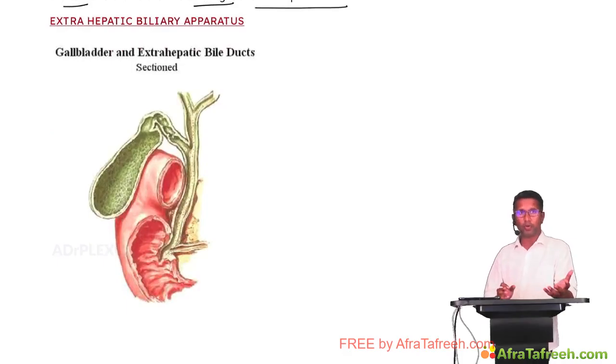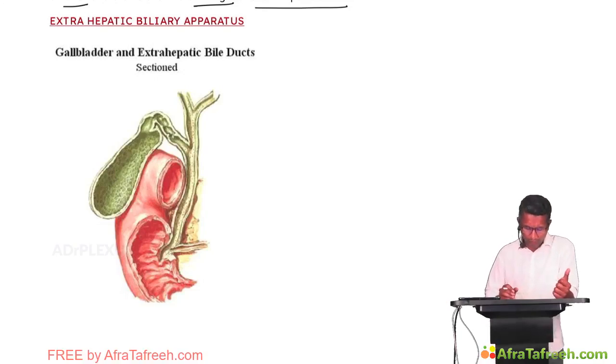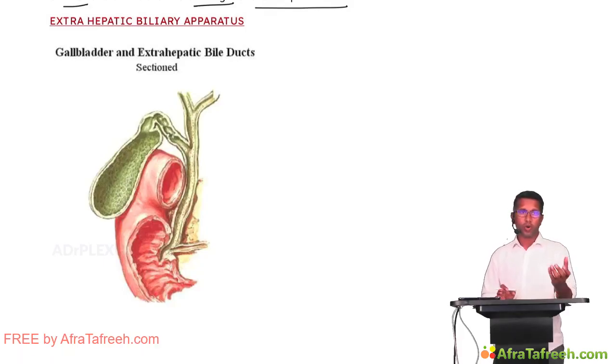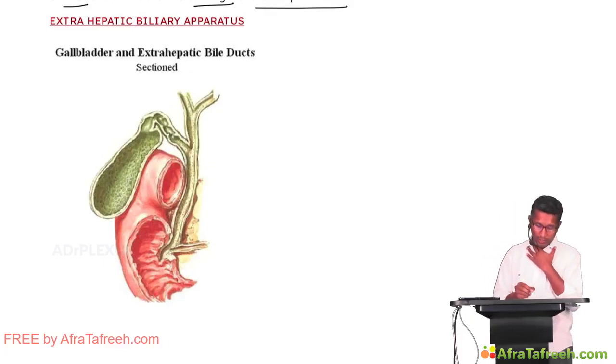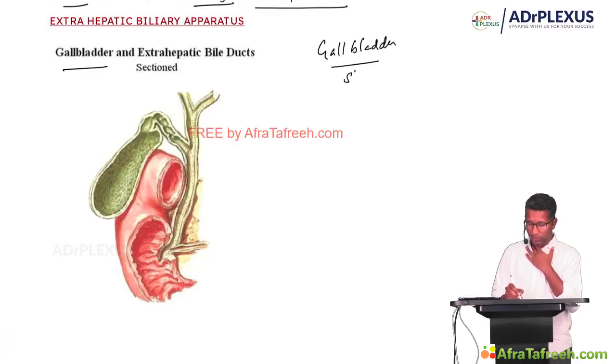I hope you all know that the main function of the liver is also production of bile. Bile is one of the digestive enzymes which reaches the gut and helps in digestion, in the emulsification of fat. So this bile is produced in the liver, but though it is produced in the liver, it is concentrated and stored in this organ which is called the gallbladder. So what is the function of the gallbladder, guys? The gallbladder not only stores, it also concentrates the bile.